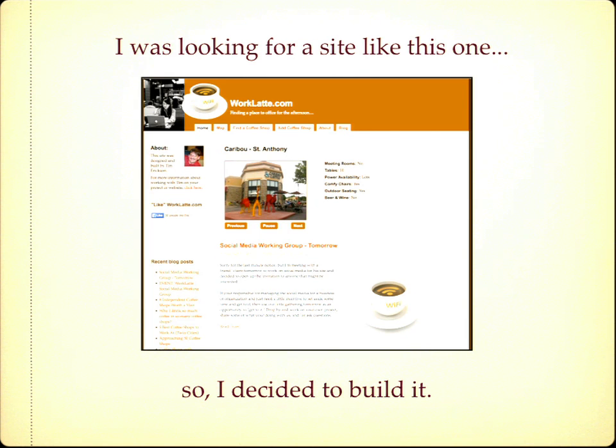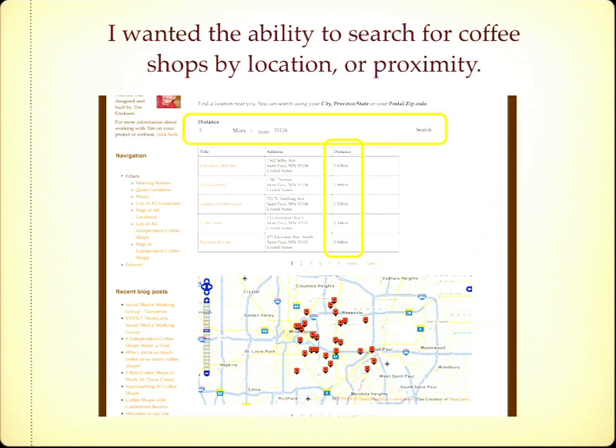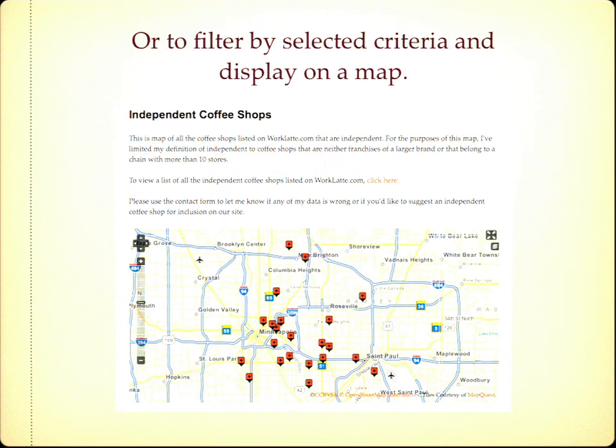So I began the process of building the site, and it was pretty clear that for this kind of site, mapping would be integral to it. People want to see where the coffee shops are, be able to search by geography or do a proximity search. Put in an address and say, where are the closest coffee shops to me? Here's a slide showing what we eventually developed. There's the map, the proximity search. We could type it in.